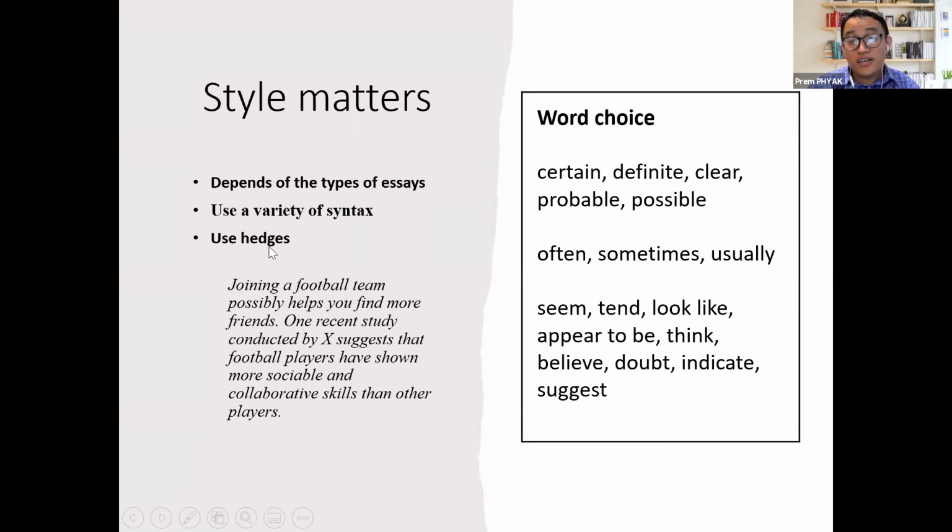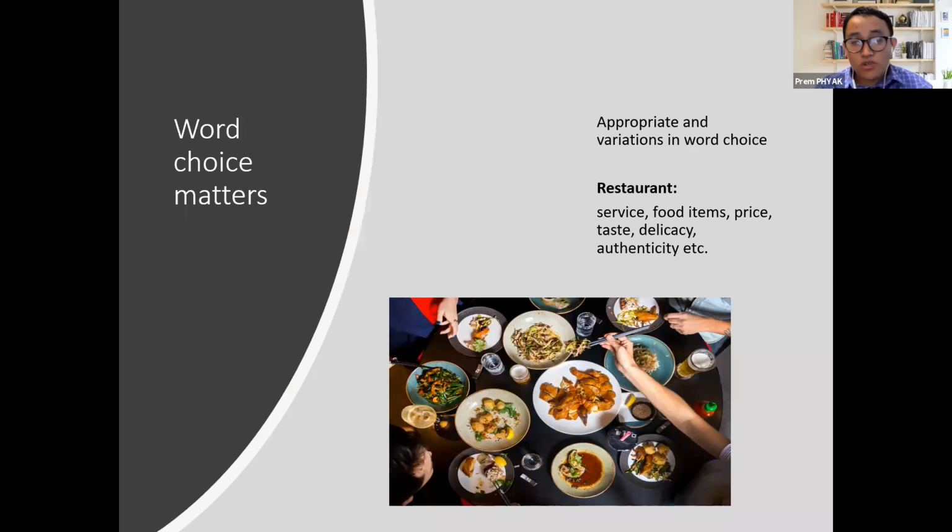Hedges help a lot. For example, this is the sentence that I wrote. Joining a football team possibly helps you find more friends, right? One research study conducted by X suggests that players have shown more sociable and collaborative skill than other players, right? For example, one recent study conducted by X suggests, right? It's like suggests. So this kind of hedge will help you make your essay stronger. Word choice, as I said, style and even the word choice matters.